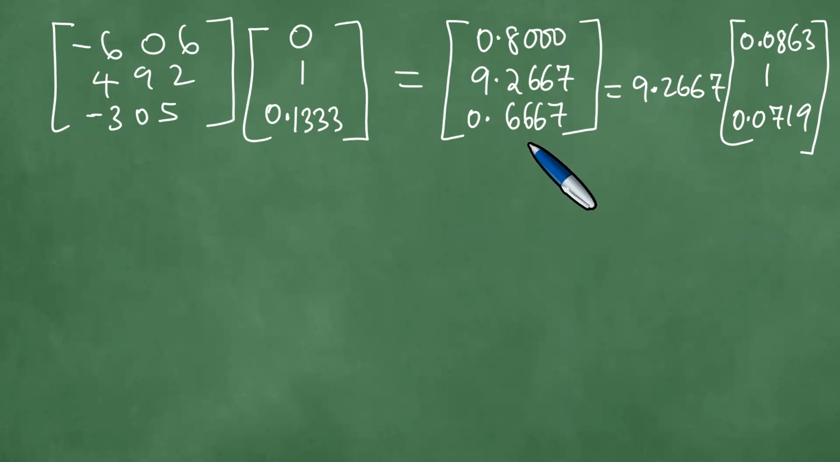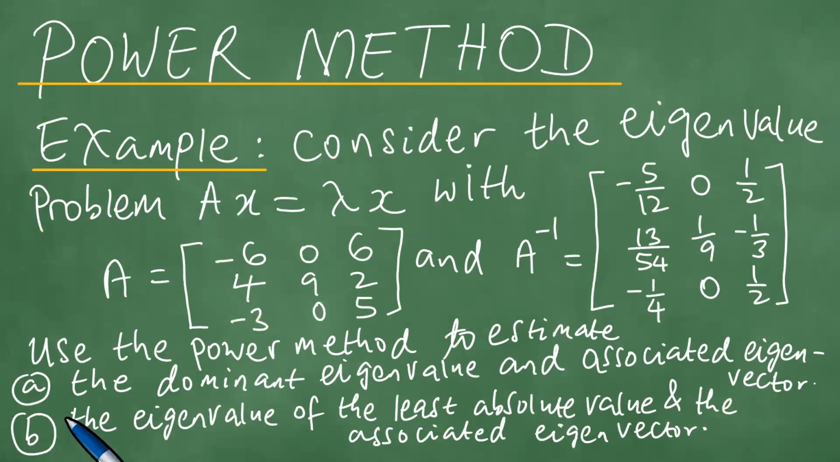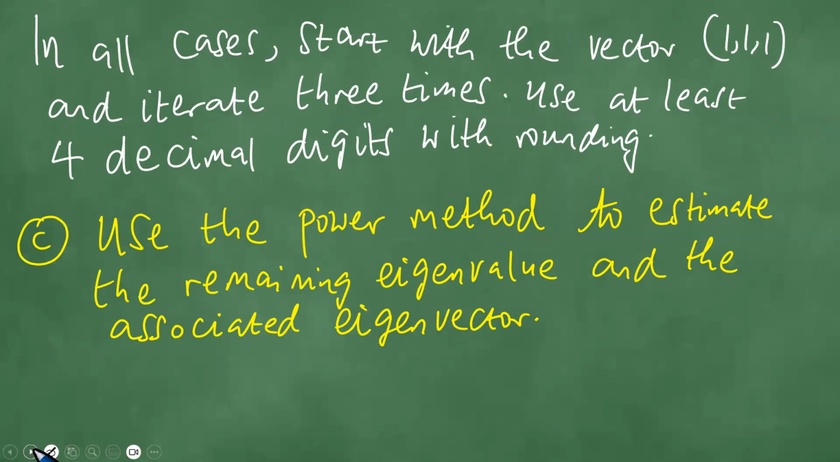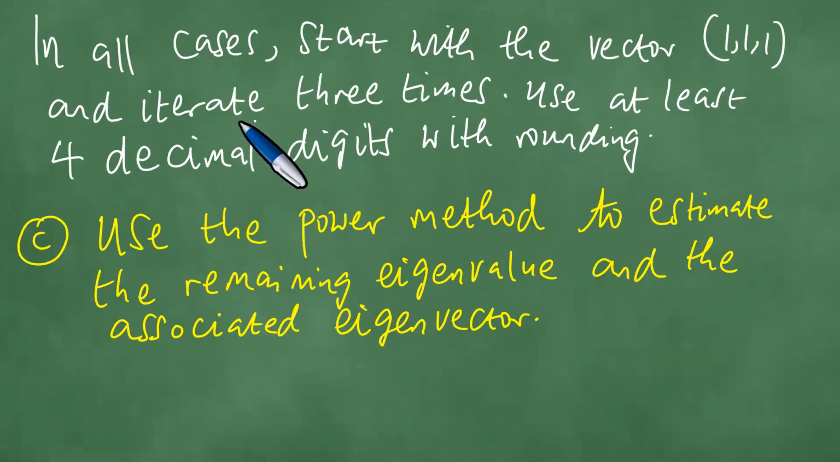Next. So how many iterations were discussed here? Let's see. Consider this. Yeah, okay. And iterate 3 times. 3 times. So let's use the third one. Okay, let's see. Yes. Use at least your and iterate 3 times. 3 times. So let's do the third time.